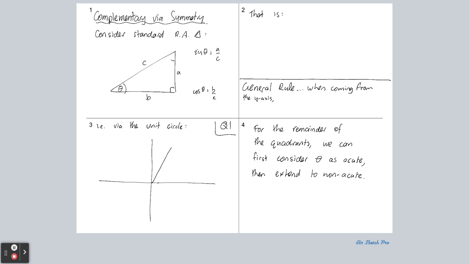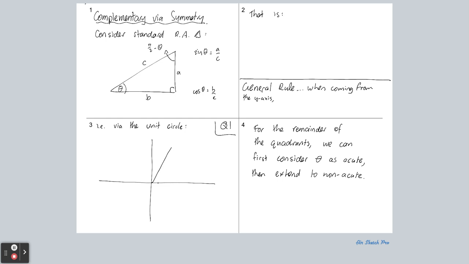Now let's consider this angle here. If all three angles in a triangle add up to pi, 180 degrees, then if this angle here is pi on 2, and this angle here is theta, then what's left over for this angle here? It's got to be pi on 2 minus theta.